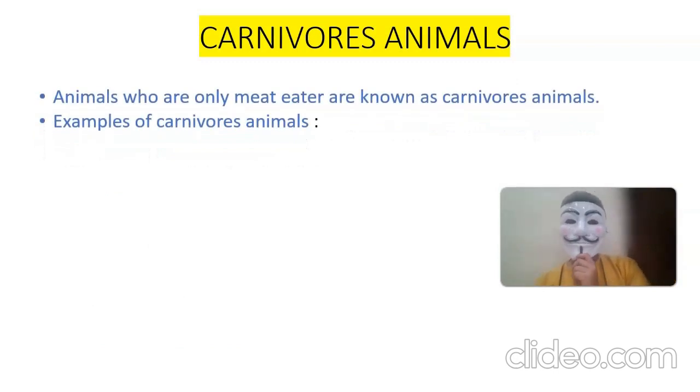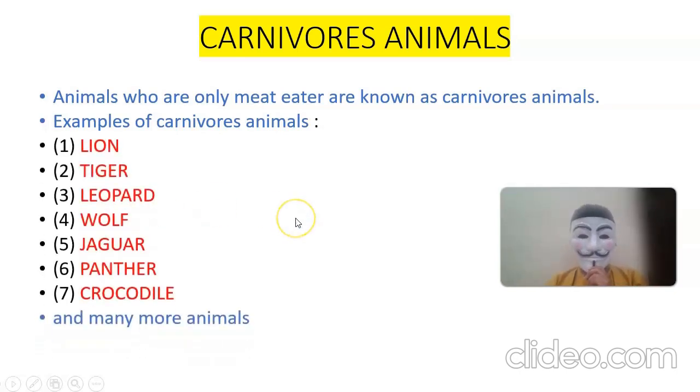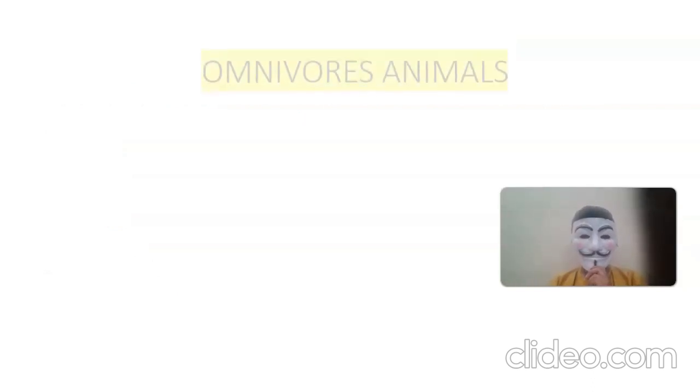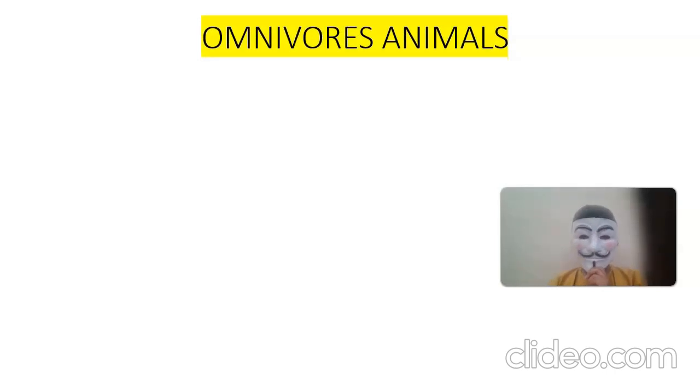Animals who are only meat eaters are known as carnivorous animals. You must have heard the saying about putting grass in front of a lion. As I told you, put a biscuit in front of a tiger and he still won't eat it. So lion, tiger, leopard, wolf, jaguar, panther, crocodile, and many more animals come inside this category of carnivorous. Now let's see omnivorous.